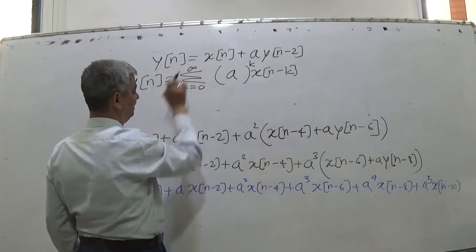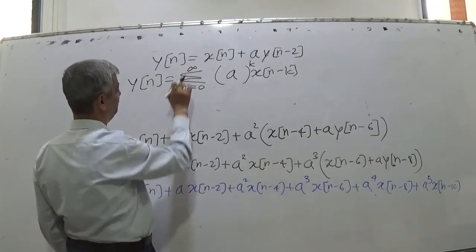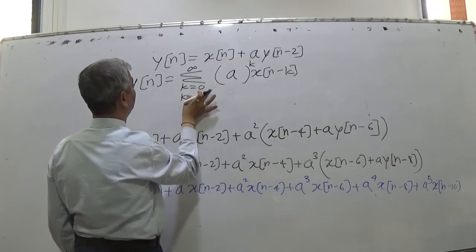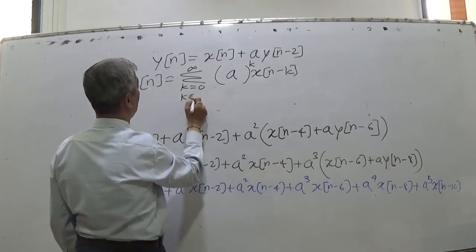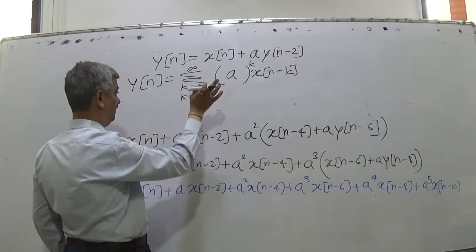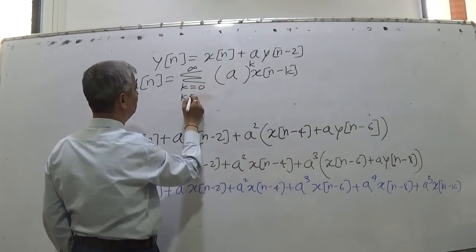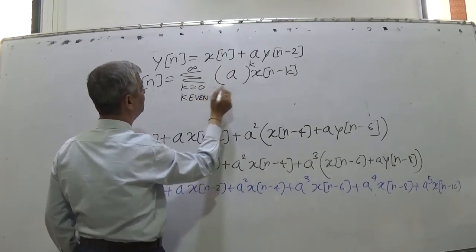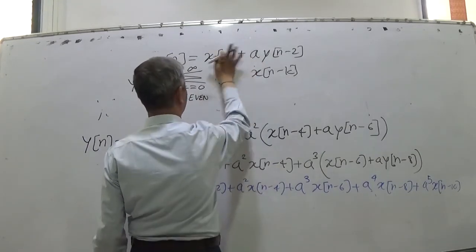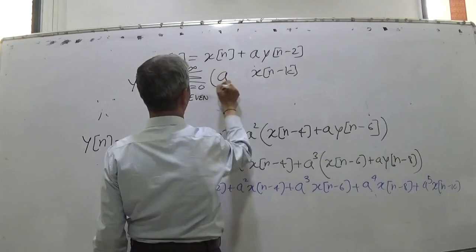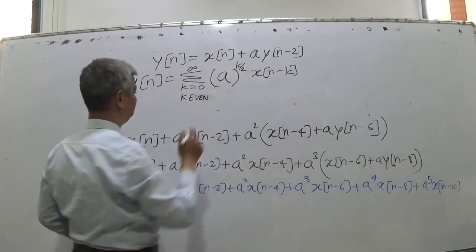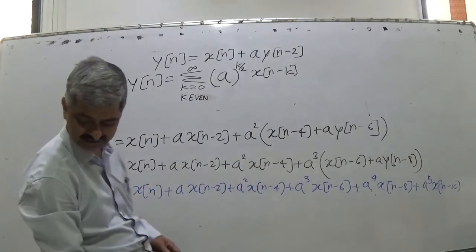So I can say k from 0 to infinity, k odd. It is not a standard method. Sorry, not k odd, k even. k from 0 to infinity, k even, raised to, and now this is not a standard method. This we can convert later. I think everybody has agreed. So this is the expression.